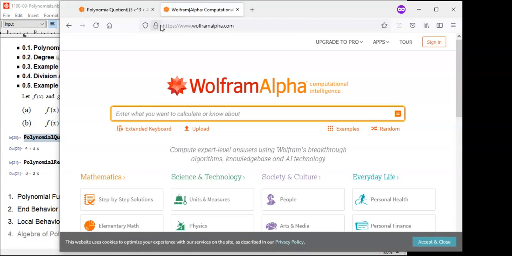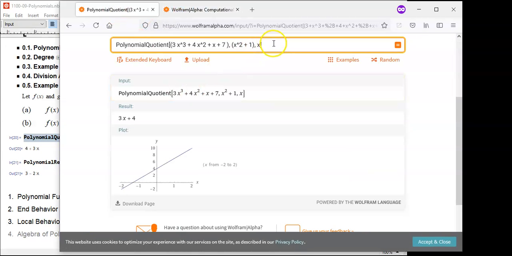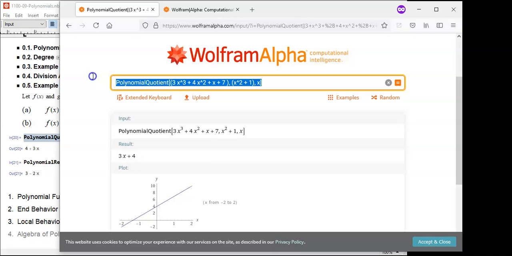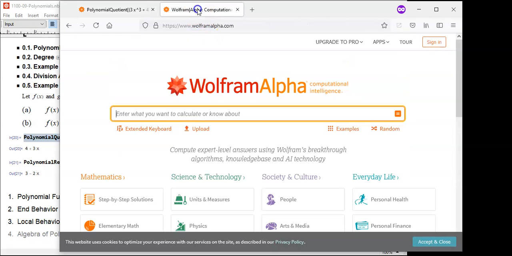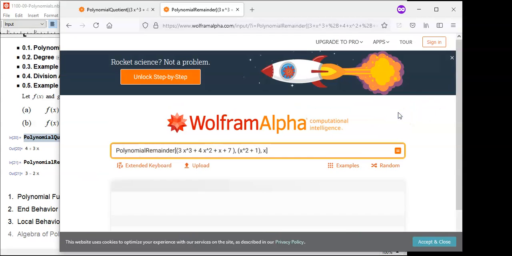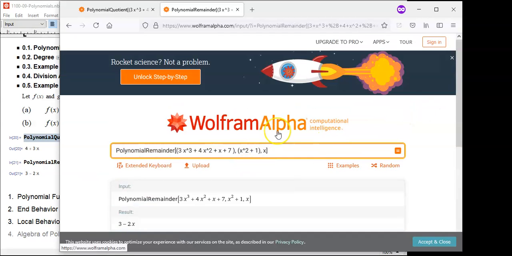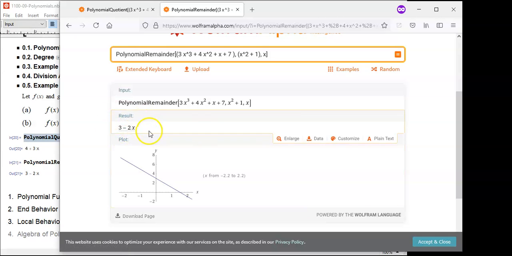wolframalpha.com again. And then this is for polynomial quotient. Okay. Copy and paste the command here. Dividend divided by divisor, and x is the character, the main variable. And polynomial remainder is another term, another command, and that'll give you the remainder. That's the remainder.